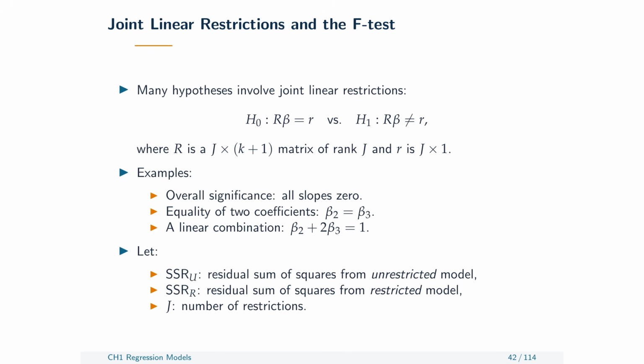Many economic hypotheses restrict several coefficients jointly. We may ask whether all factor exposures are zero, whether two policy effects are equal, or whether a weighted combination equals a theoretical value. An F-test compares a restricted model that imposes the null with an unrestricted model that does not. A sequence of separate t-tests is not generally equivalent to one joint F-test.